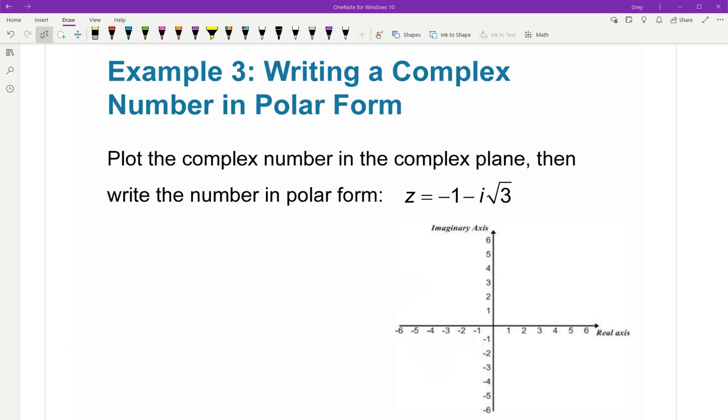So negative, negative, you need to think that's going to be in the third quadrant. Okay, so negative 1, I'm going to go to the left. We kind of did this already on a previous slide. I'm going to go to the left 1 and then down square root of 3, which is about 1.732. So that's where it plots.